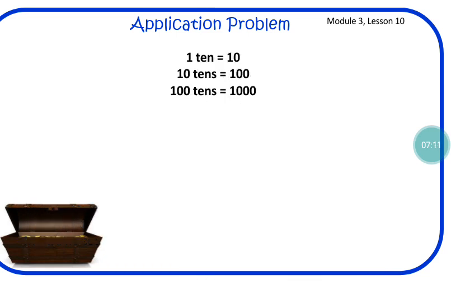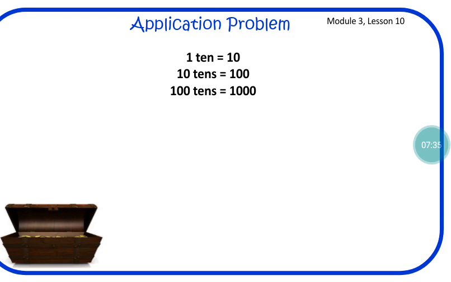Good. 1 ten is equal to what? 10. 1 ten is the same thing as 10 in a regular way. So if I have 5 tens, it will be what? 50 in a regular way.